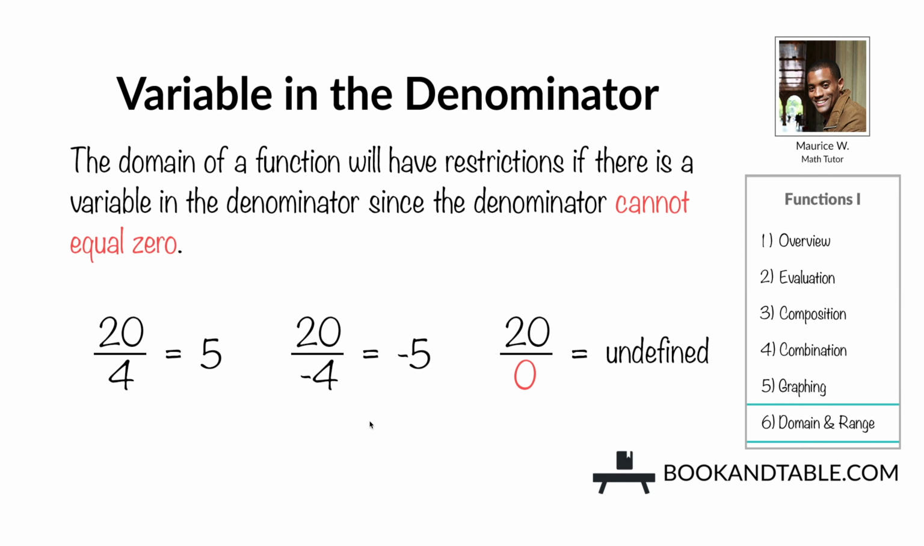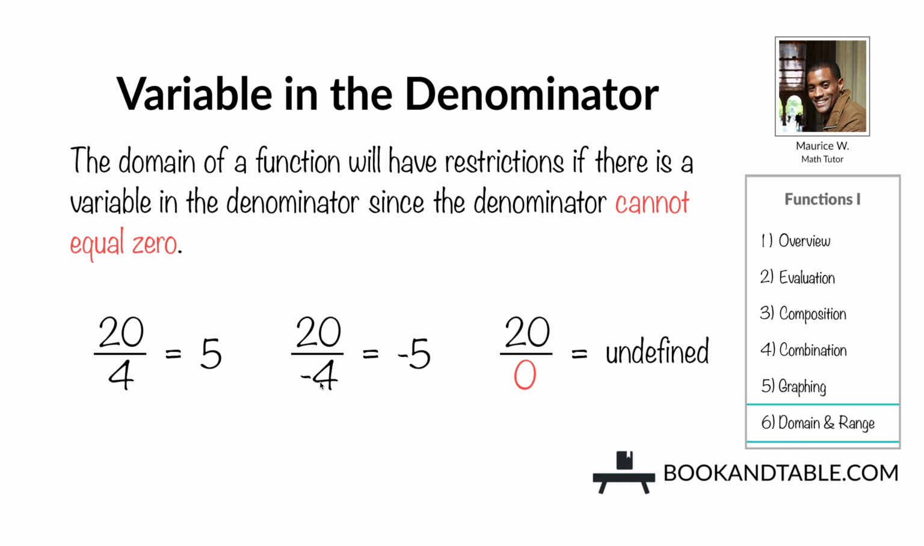Let's now discuss how you would find the domain of a function that has a variable in the denominator. The domain of a function will have restrictions if there is a variable in the denominator, since the denominator cannot equal 0. So when we divide 20 by 4, this is equal to 5. So we can have a positive real number in the denominator and get a real number as a quotient.